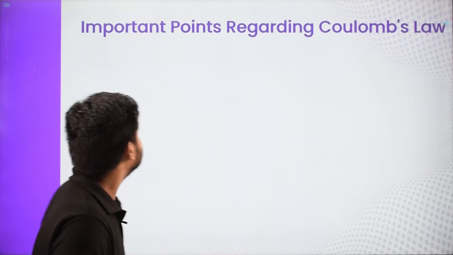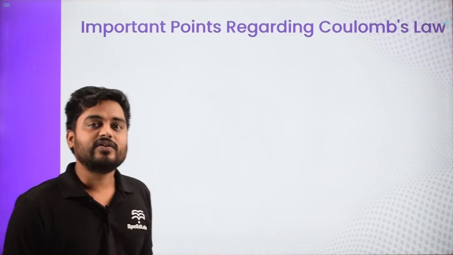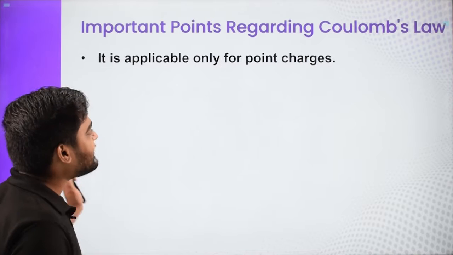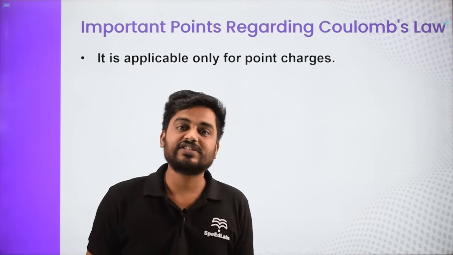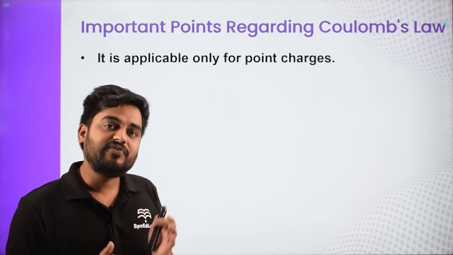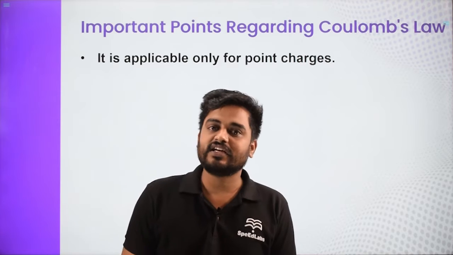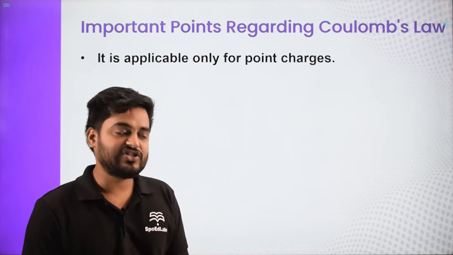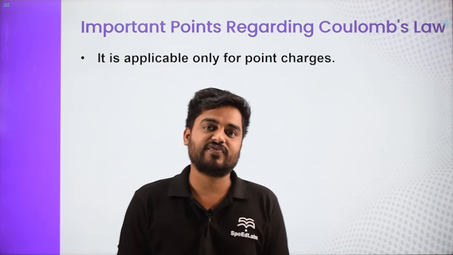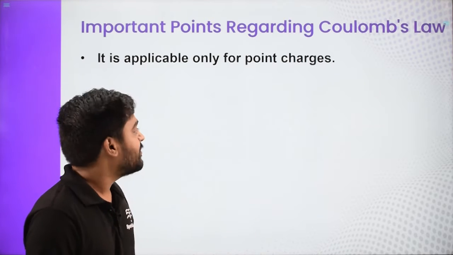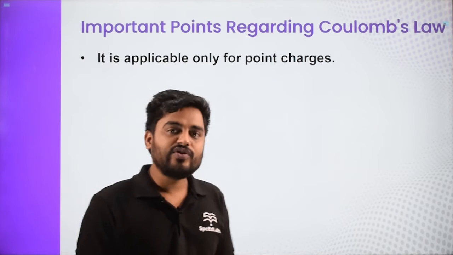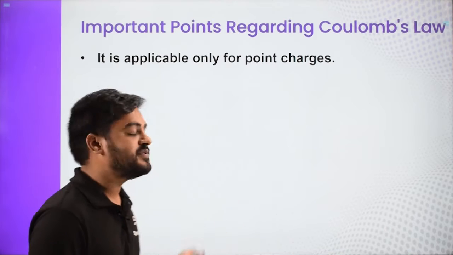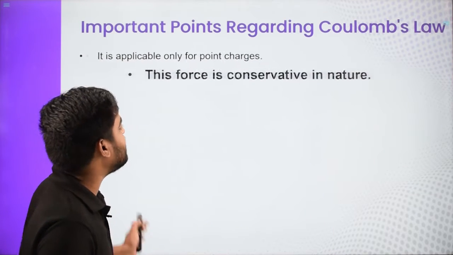Now let us discuss some important points regarding Coulomb's law. First, it is applicable only for point charges. You cannot apply Coulomb's law if you have any other shape. Later we will learn that it is applicable if the shape is a uniform sphere, then also Coulomb's law can be applied. But as of now, for a non-uniform object, we cannot apply Coulomb's law. It is only valid for point charges.